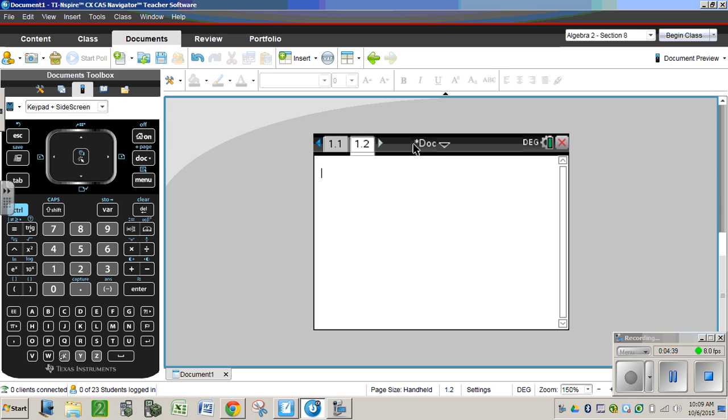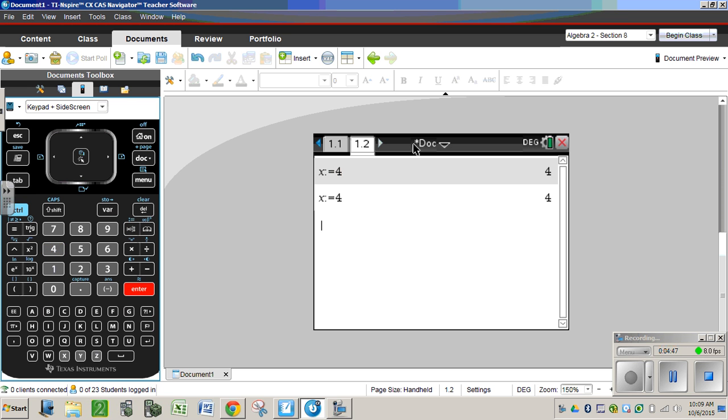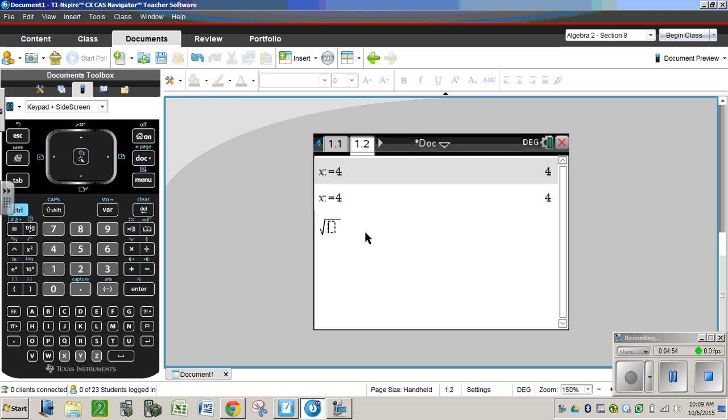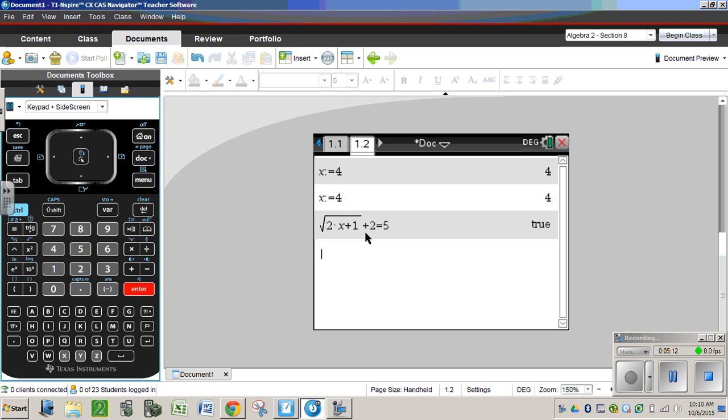Let's try this again. Let's store x as 4. Okay, so x is now 4. Now I'm going to put in my equation, which was the square root of 2x plus 1 plus 2 equals 5. Now, if 4 is definitely a solution and it's not extraneous, this should say true. And it does. So I've checked my solution. I know that it works.